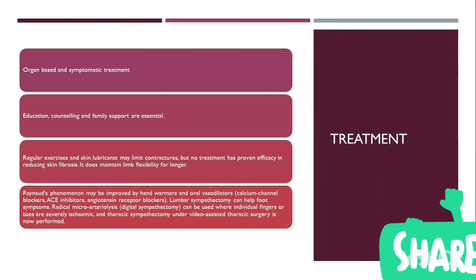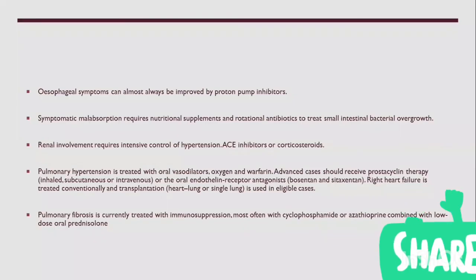We can use nutritional supplements for malabsorption, and for the bacterial infections, we can use antibiotics, and proton pump inhibitors can be given for the esophageal symptoms. And as we have discussed earlier, that systemic sclerosis is an autoimmune disease, so we can also give immunosuppressants such as cyclophosphamide with the low dose of oral prednisolone.